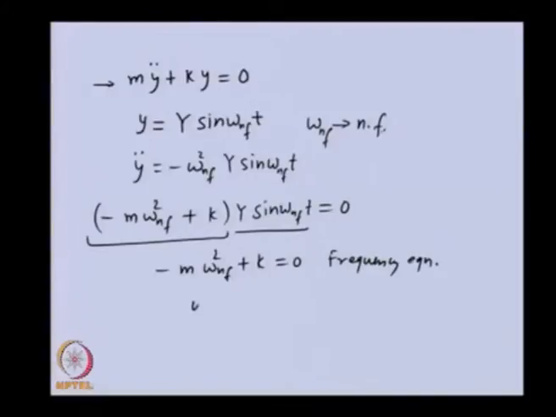From here we can get the natural frequency of the system as root k by m, and you can see that frequency cannot be negative. So, the negative value has no meaning. Only the positive value is to be retained. This is the natural frequency of the system, which is nothing but the square root of the effective stiffness of the system divided by the mass of the rotor.